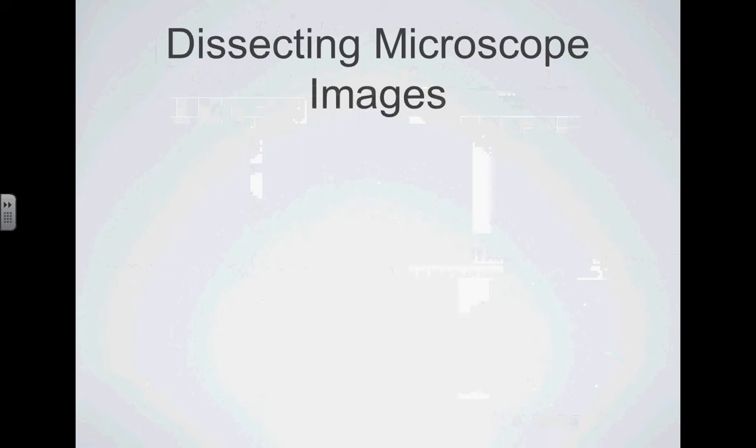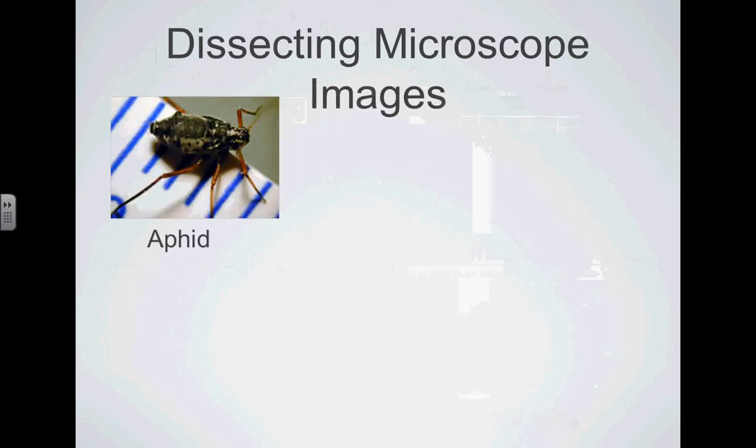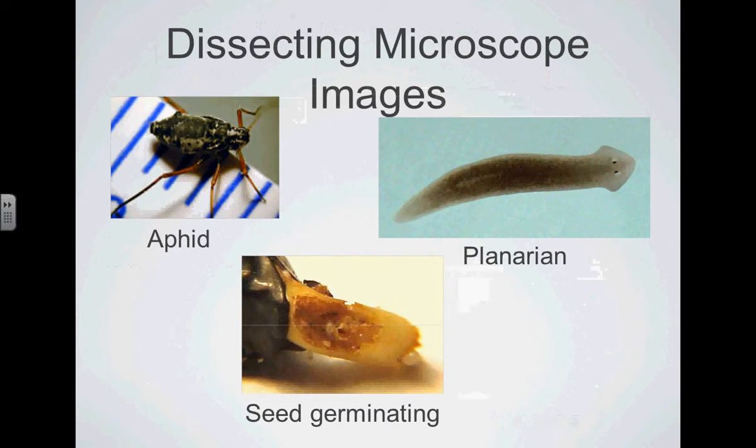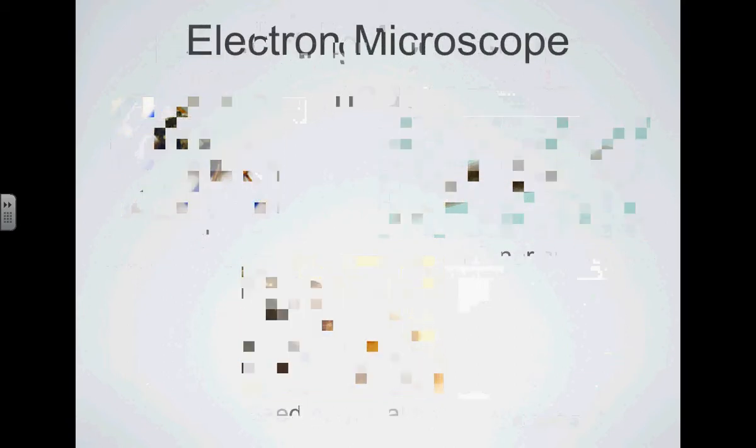And the dissecting microscope allows us to see sort of a three-dimensional view of an object, like this aphid. This is a planaria, a flatworm. This is a seed that's starting to germinate. And so you can see the depth much better using the dissecting microscope.